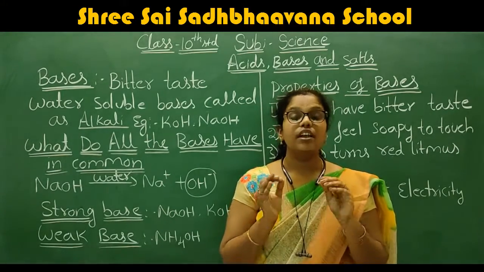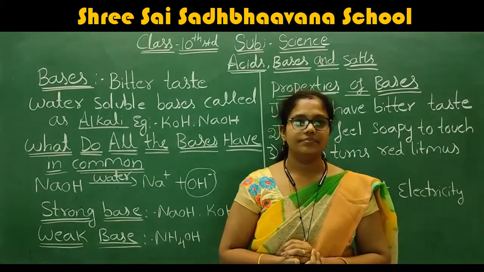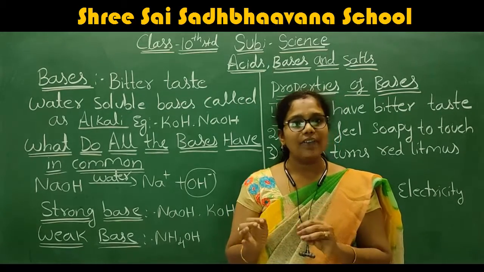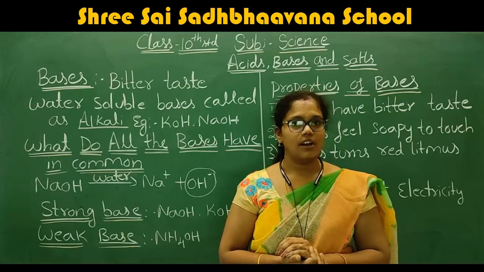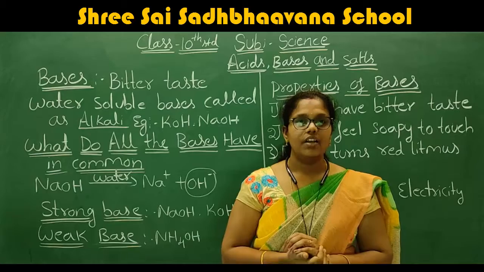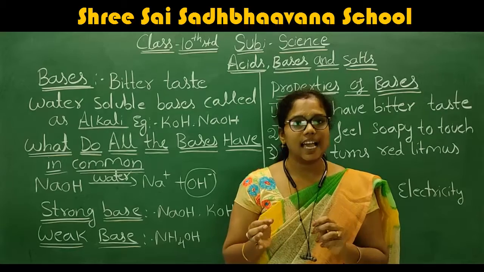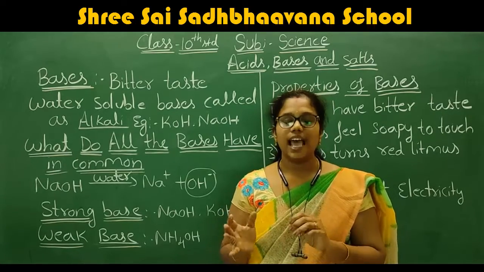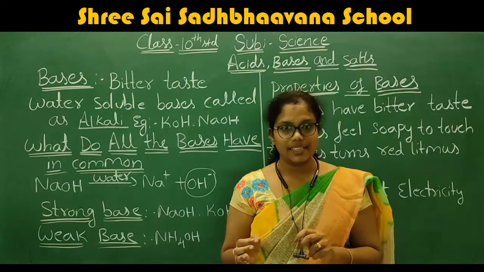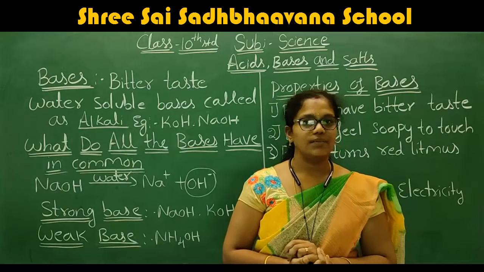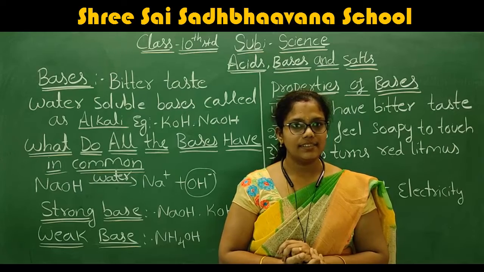That type of substances we call acids. Therefore, what are bases? The substances which have OH minus ions, that type of substances we call bases. One more time I tell the definition. The substances which have H plus ions, we call acids. The substances which have OH minus ions, we call bases. Understood the new definition for acids and bases?